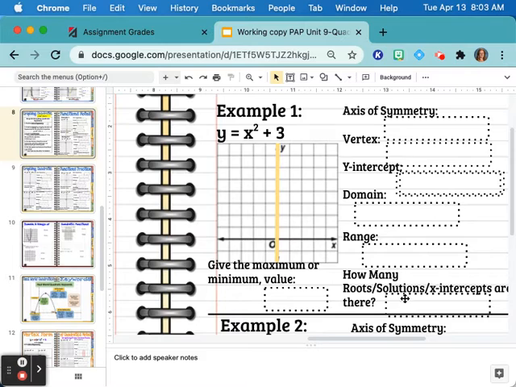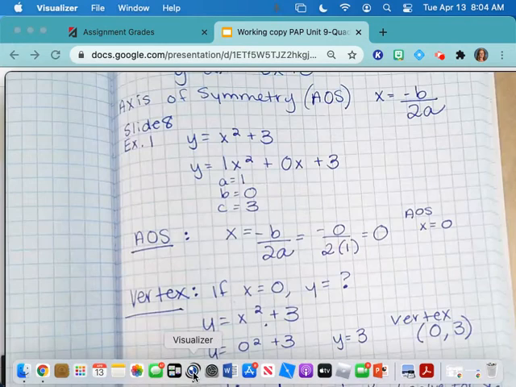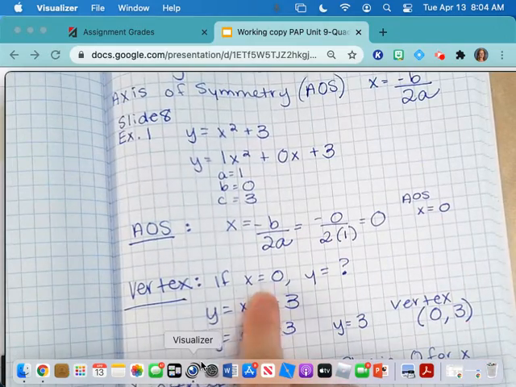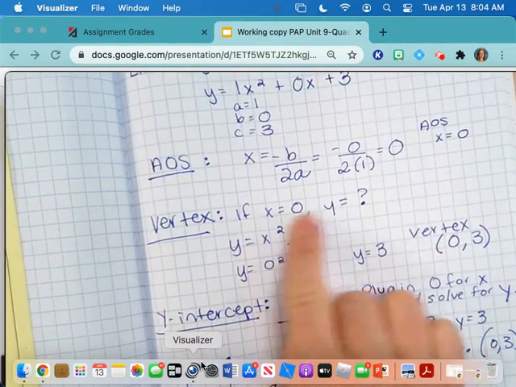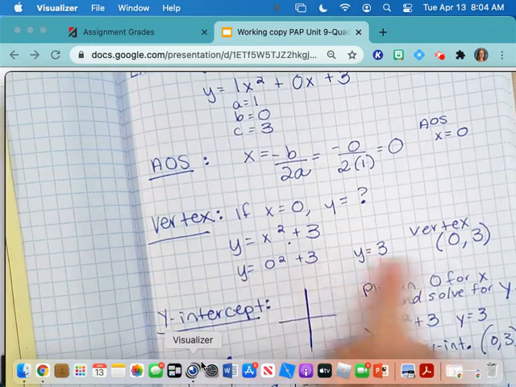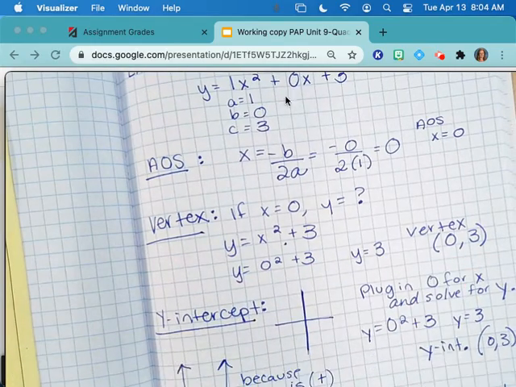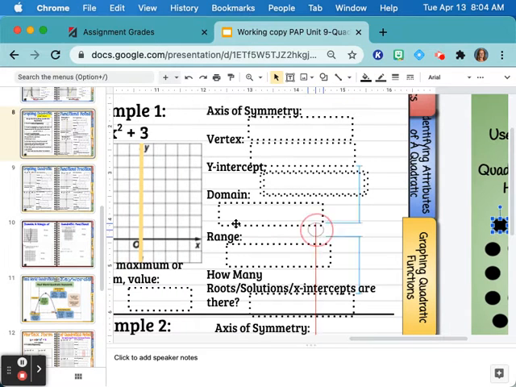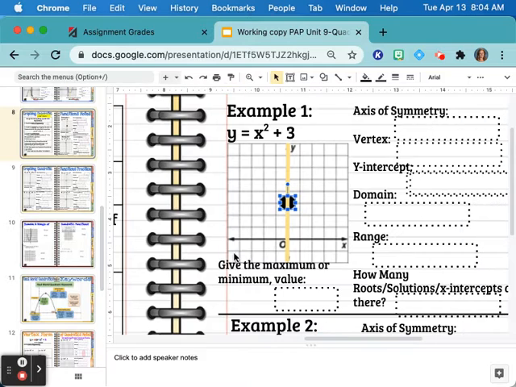And then we found our vertex by plugging in the x value from our axis of symmetry and solving for y. So it came out as (0, 3). So let's plot that point (0, 3). And our y-intercept is also (0, 3).